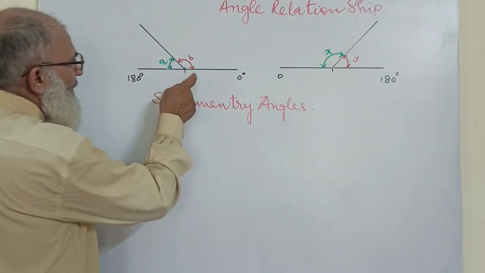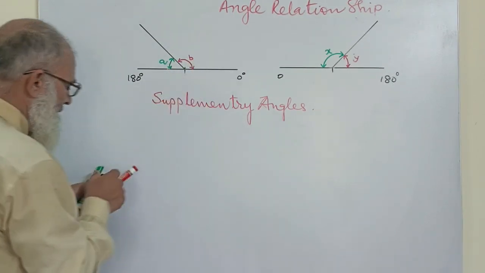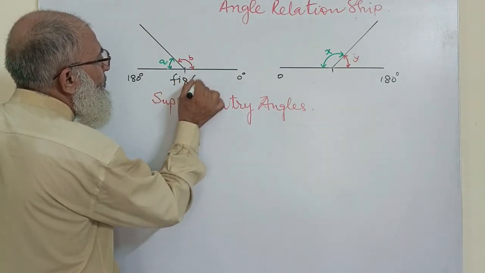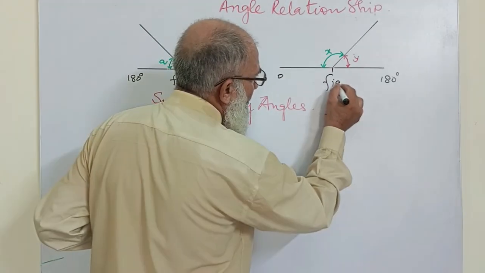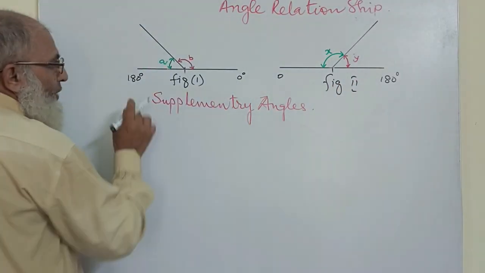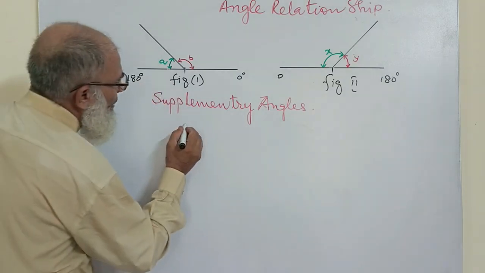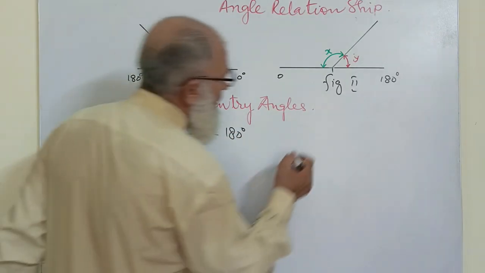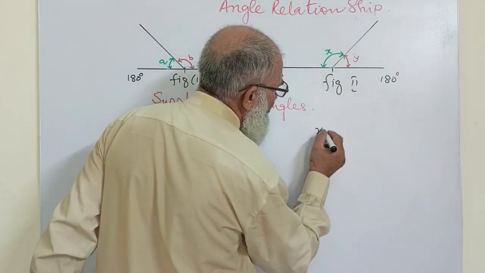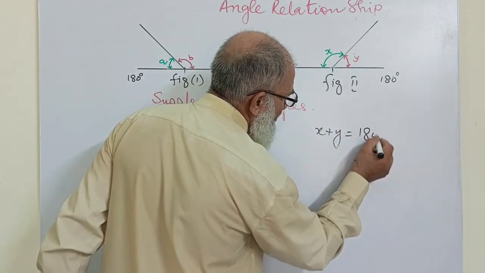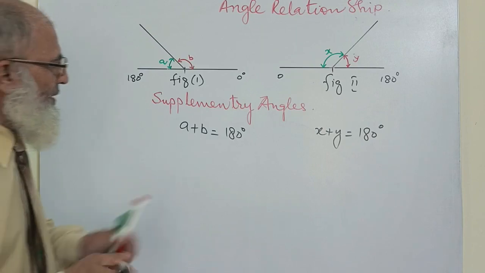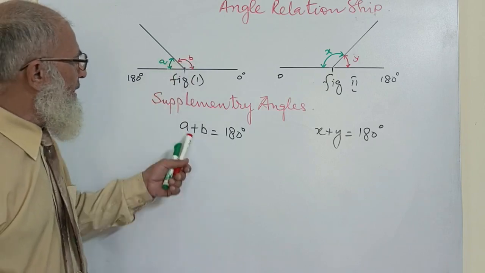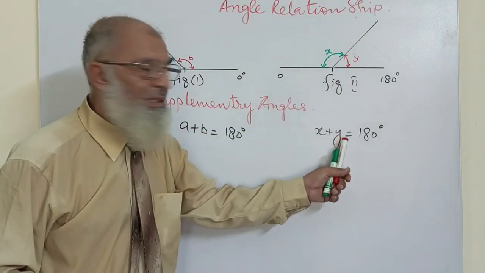Now here you can see that angle A plus B, in fig 1. Now this is fig 1 and this is fig 2. So in fig 1, A plus B is equal to 180 degree. And similarly, in figure 2, x plus y is equal to 180 degree. If this is the case, then these two are supplementary angles. A and B are supplementary angles. X and Y are supplementary angles.